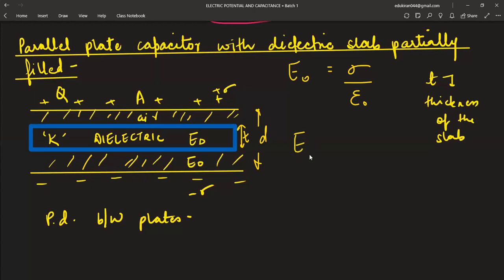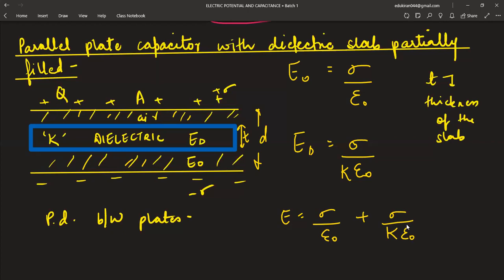But when we are talking about the dielectric slab, the electric field which is present within this dielectric slab won't be just sigma by epsilon naught. No. Remember, we multiply a K. When the dielectric constant is K, you see here the dielectric constant is K, that is given also. We have taken K. So this becomes K epsilon naught. Now what is the total electric field? Sigma by epsilon naught plus sigma by K epsilon naught.